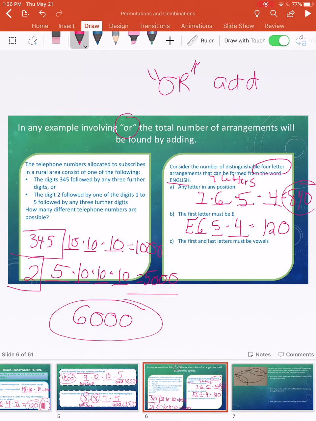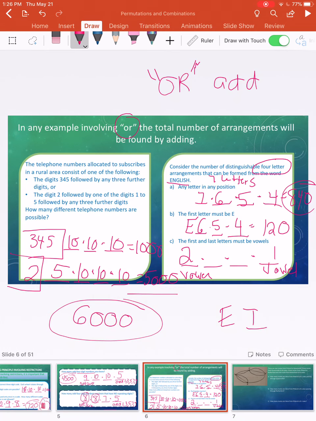The first and last letters must be vowels. So I'm going to write this out. Just in case you weren't sure, in the word English, E and I are both vowels. So you have 2 possible vowels that you can use. You can start with either one. I'll start with the first one. So I have 2 vowels, and then I've used one, so I have 1. Once again, it doesn't matter if you start with the first vowel or the vowel at the end, you'll end up with the same answer, but you always want to start with the restrictions first.